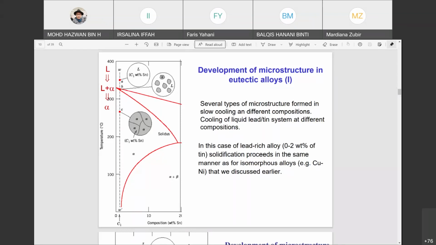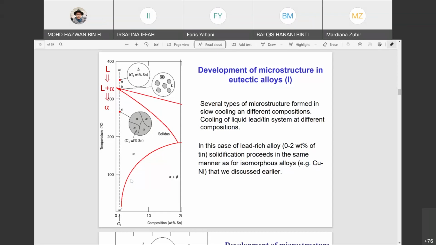This is in the case of this range, 0 until 2% of tin. 2% is somewhere here. This is actually, we can say, the point where the solidus line ends, around 2%. So before that, if you have a point or a composition in between, then this will be the microstructure.